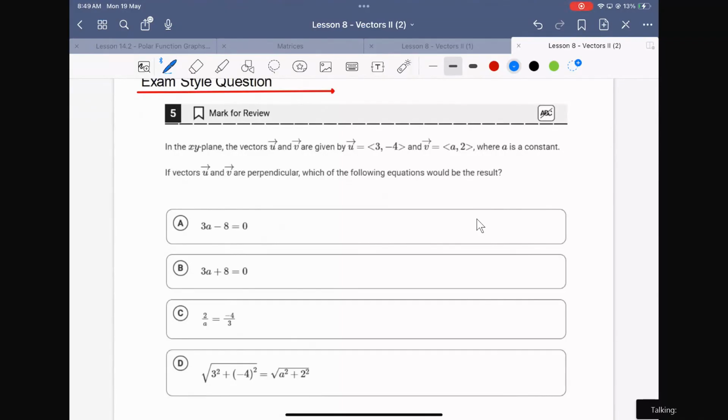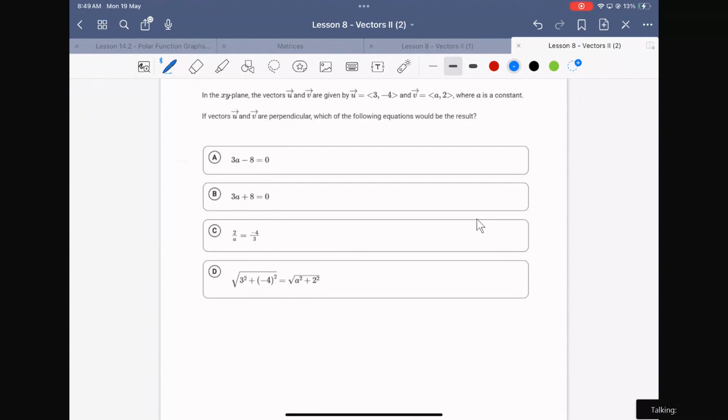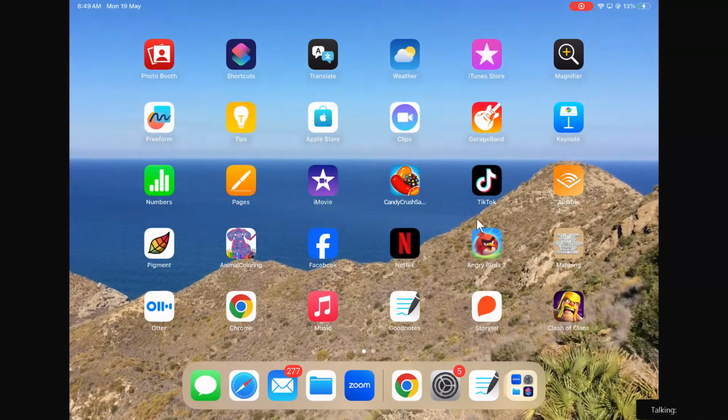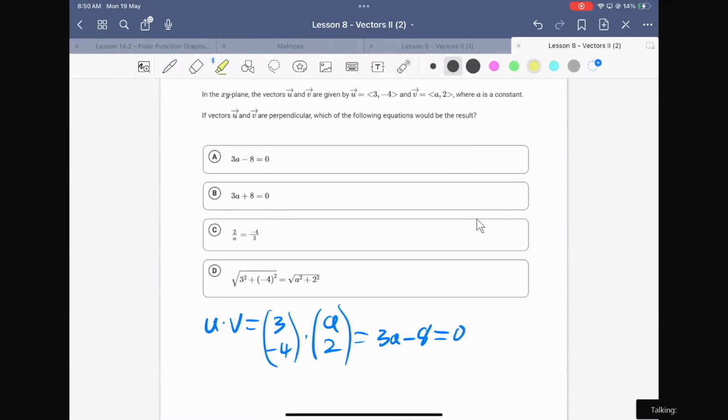If they are perpendicular, it means the dot product is 0. All right, so if the dot product is going to be 0, it's going to be A or B. Let's have a go at the dot product for this one. U dot V is going to be 3 negative 4 times A 2, which is going to be 3A minus 8, and this has to equal 0. So the correct answer is going to be D.